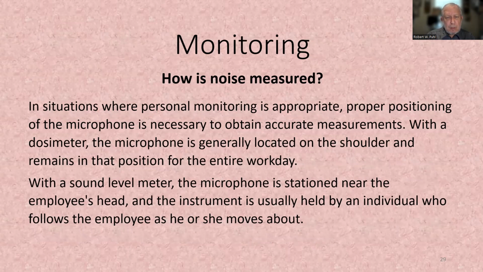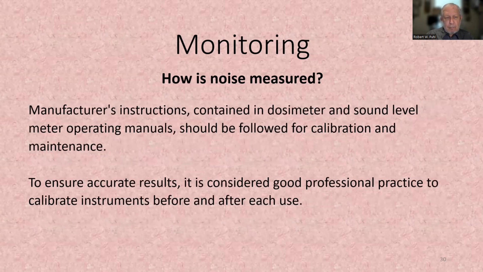Okay, how's noise measured? In situations where personal monitoring is appropriate, proper positioning of the microphone is necessary to obtain accurate measurements. With a dosimeter, the microphone is generally located on the shoulder and remains in that position for the entire workday. Why the shoulder? Because that's close to your ear. With a sound level meter, the microphone is stationed near the employee's head, and the instrument is usually held by an individual who follows the employee as he or she moves about. I never seen that happen. I don't think it would make a lot of sense. You'd have to be reading it all the time too and writing it down. So you could, but that doesn't make much sense to me.